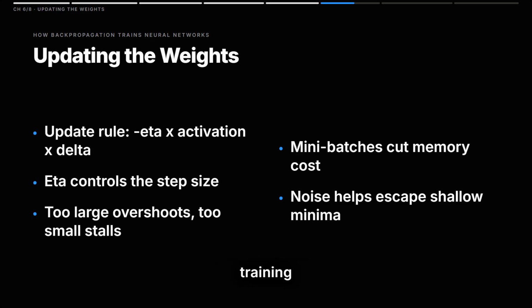In practice, training does not compute gradients over the full dataset at once. That would require holding all examples in memory simultaneously. Stochastic gradient descent and mini-batch gradient descent estimate the gradient from small random subsets of the training data. The noise this introduces is not purely a nuisance. It can help the optimizer escape shallow local minima that a full batch gradient descent might settle into permanently.